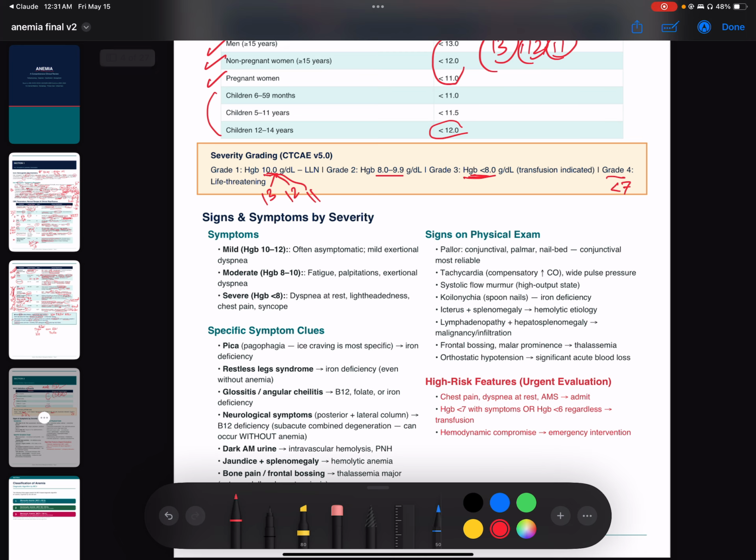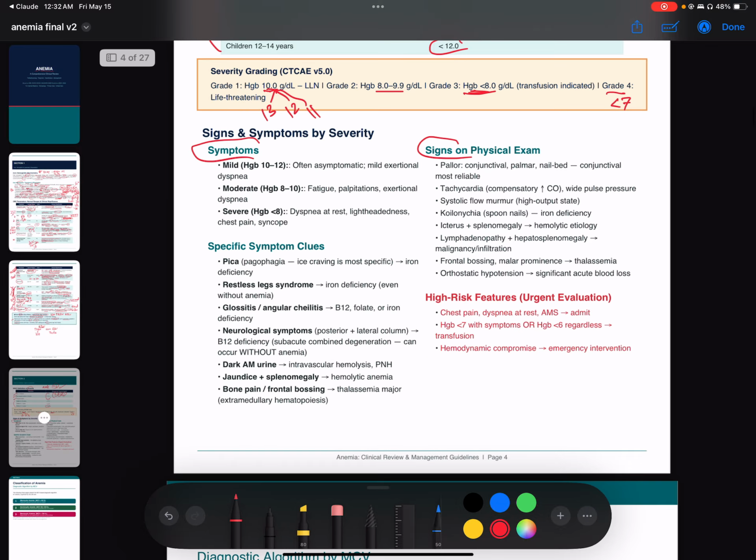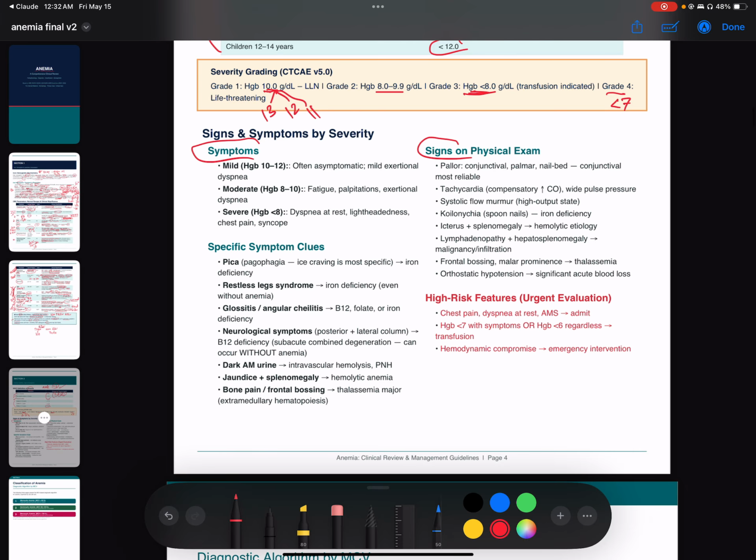Then we'll talk about signs and symptoms that can happen in anemia in general. So if you have mild anemia, that's usually asymptomatic. If you have moderate anemia, usually generalized symptoms like fatigue, palpitation, dyspnea, and all that. If it's severe, which is below 8, usually they can get chest pain at rest, they can be lightheaded, sometimes also syncope, right?